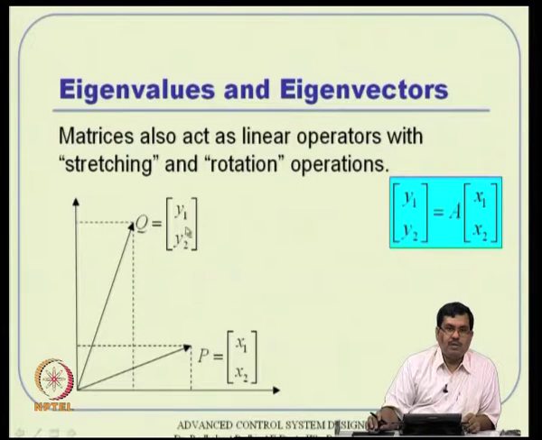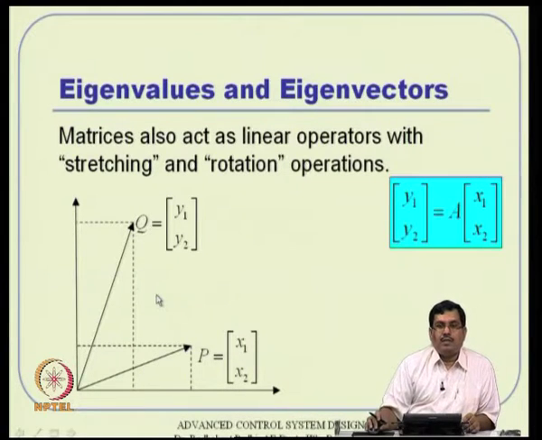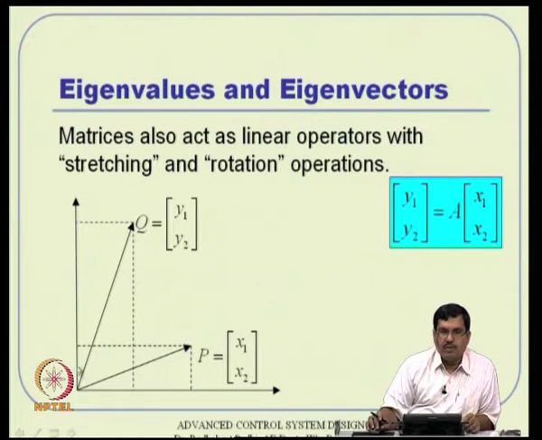Because y1 and y2 can be very different from x1 and x2. So in that sense, this vector that you see here and this vector that you see there are different in both magnitude as well as direction. That means this particular matrix serves as both a stretching operation, because the vector lengths are different, as well as a rotational operation, because the directions are also different.